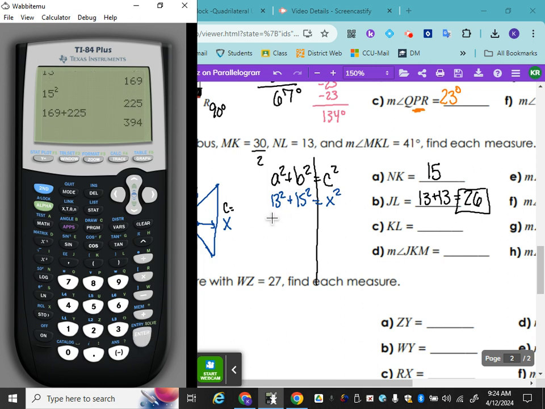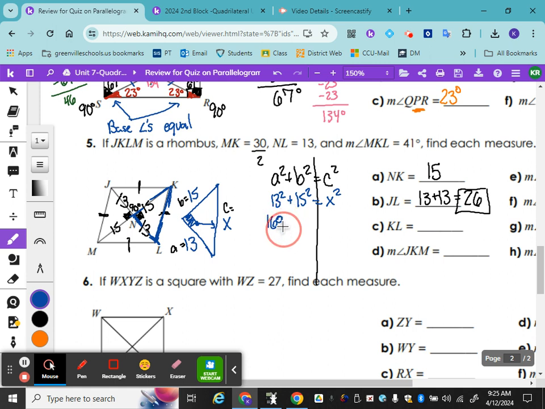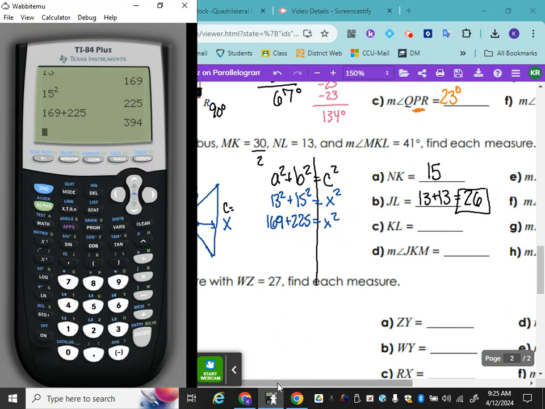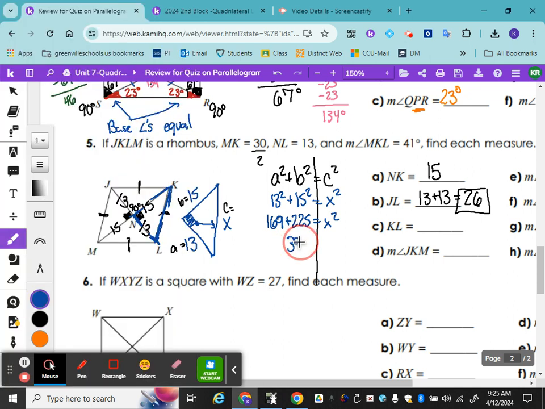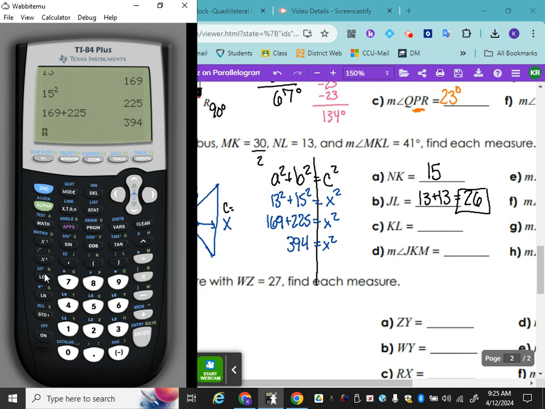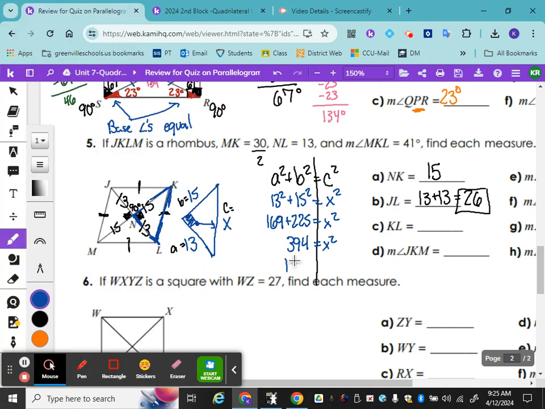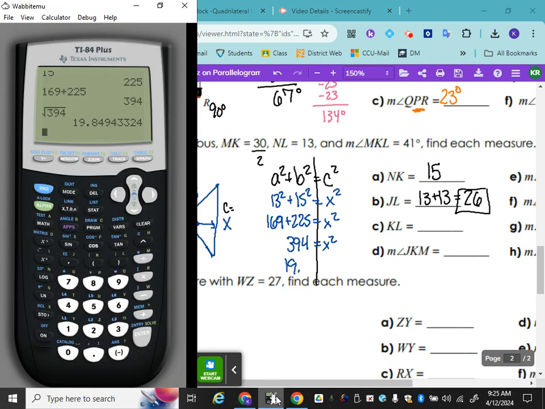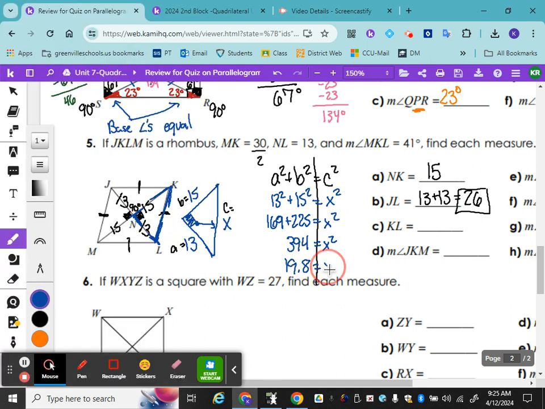So I'll start with that 169, 225. Add them together, I get 394. And then we have to take the square root of that. 19.8. I took the square root to get rid of the square. The square root and the square cancel. So 19.8.